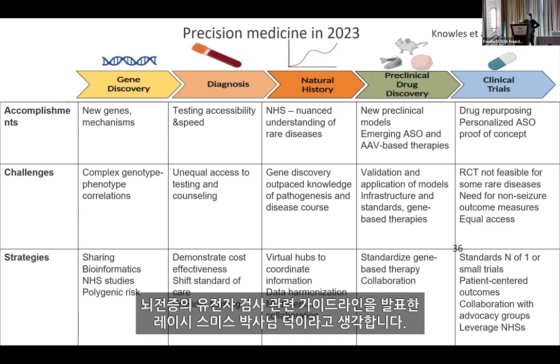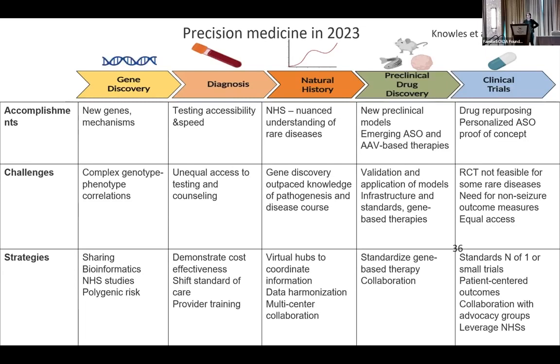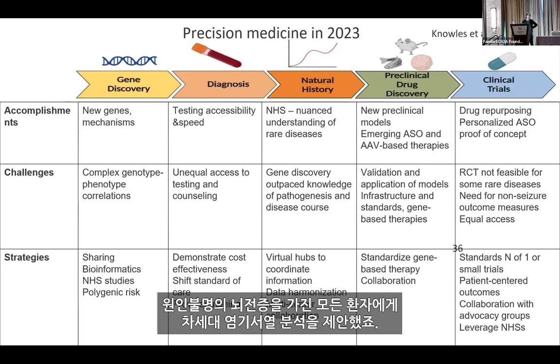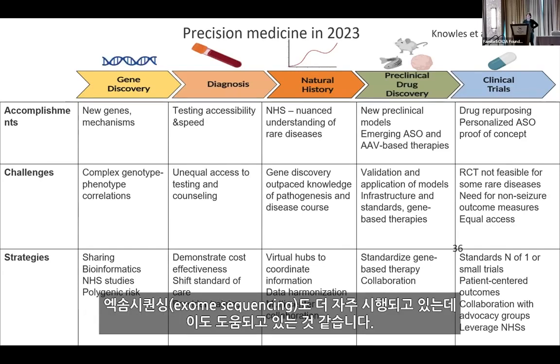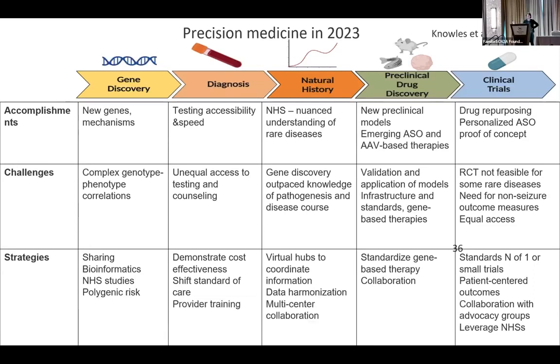I want to credit Lacey Smith, who published some guidelines for genetic testing in epilepsy, suggesting next generation sequencing on anybody with unexplained epilepsy that hopefully is helping us get more diagnoses. In the autism world, there's more exome sequencing happening as well. So I think that's helping.